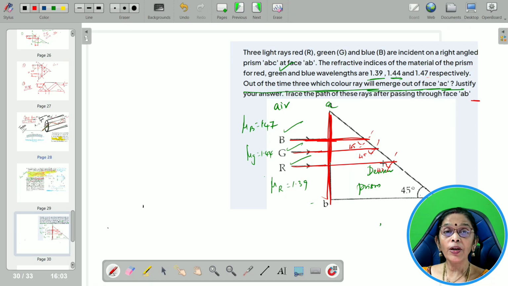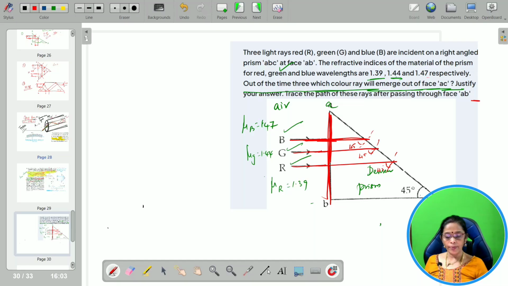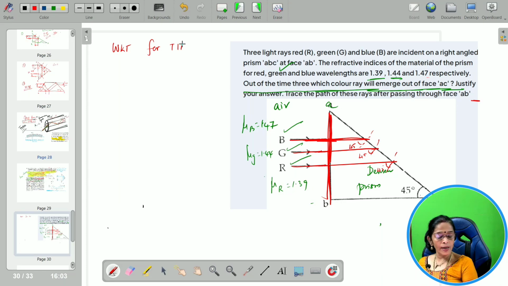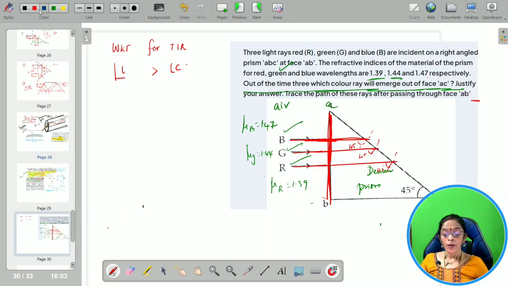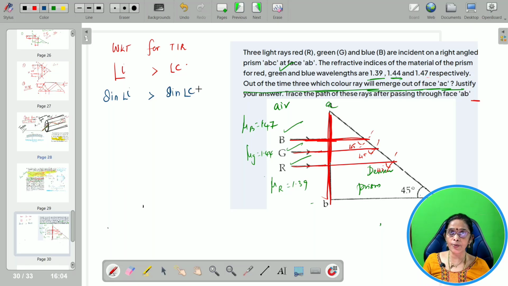Now, we have to find out whether TIR is taking place or not, or whether refraction takes place. We have to check on that. So, how do we check on that? Now, we know that for TIR to take place, angle I should be greater than angle C. Isn't that so? Next step: sine of angle I should be greater than sine of angle C. There are various methods for doing this problem, but this is the very easiest method.